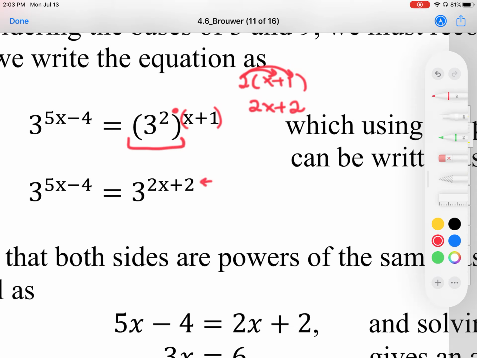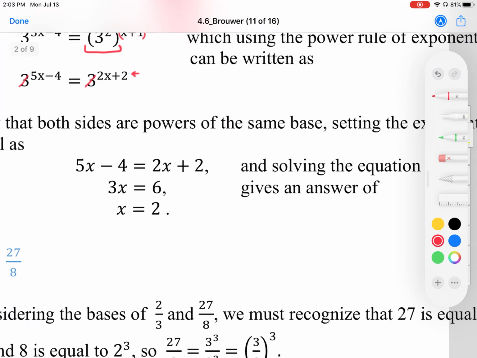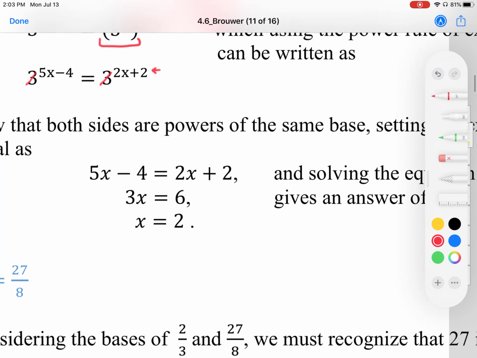All right, now we have the same base, so we can go ahead and work with our exponents only. Now that both sides are powers of the same base, we set the exponents equal. So we have our exponents only, which are 5x minus 4 and 2x plus 2. Now we can go ahead and solve. We can put our x's together, so minus 2x gives us 3x, plus 4, we get 6. So we're left with 3x equals 6, divide by 3, and we get x equals 2 as our answer.